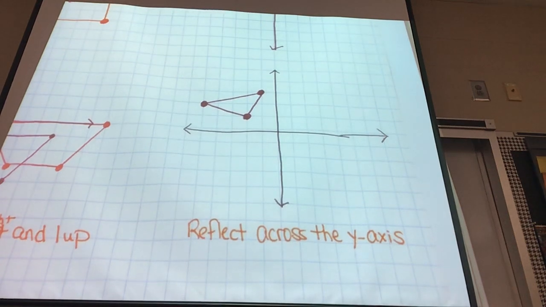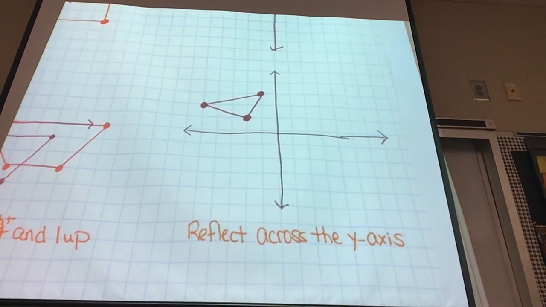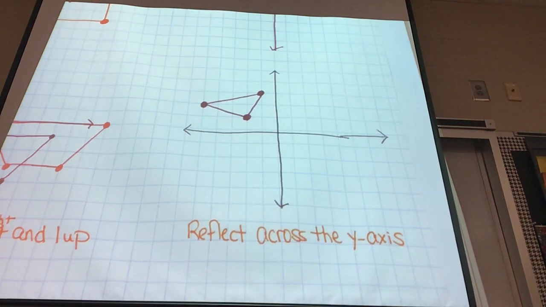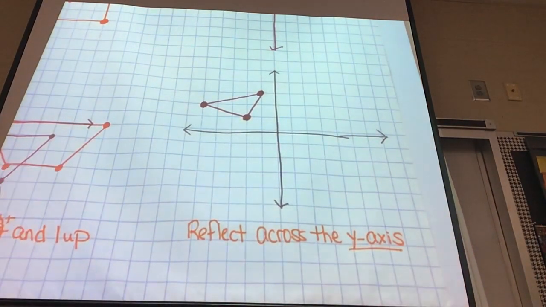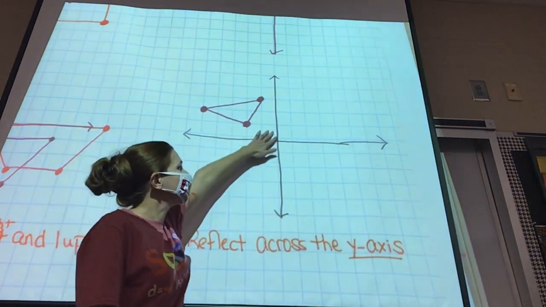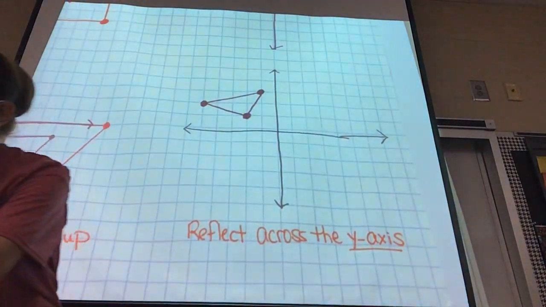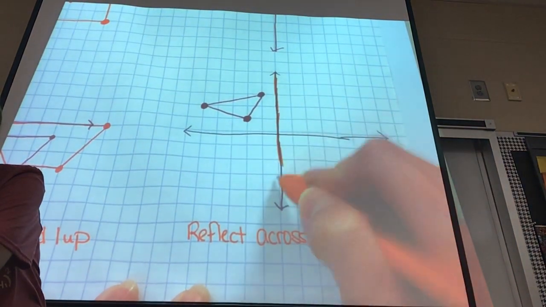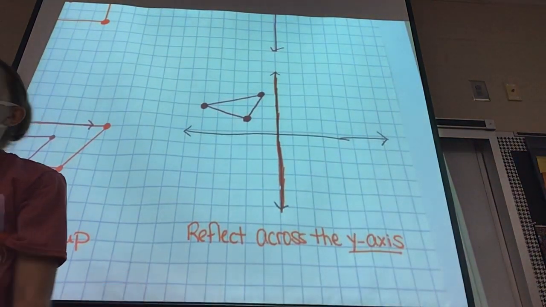Now it's going to be the same shape, but it's not going to look exactly like it did yesterday, where it's going to be identical, same direction, same everything. It's going to be flipped in the opposite direction. So, first of all, where is my y-axis? Because that's what it tells me to use. It's the y-axis that goes up and down. So you've got to know that. So we are flipping it across this y-axis. Okay?